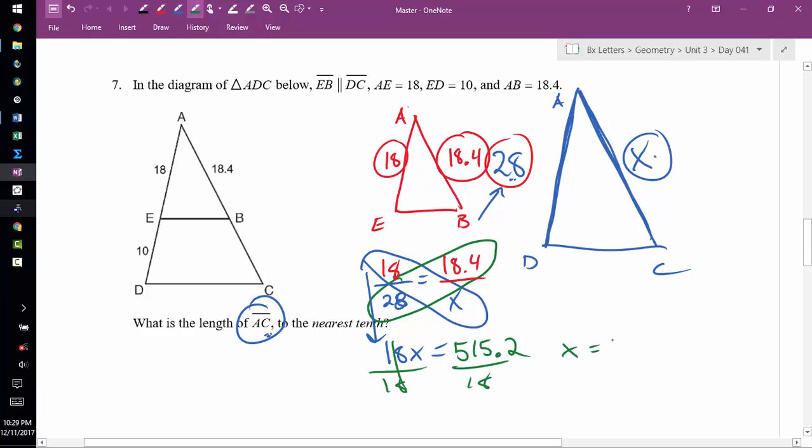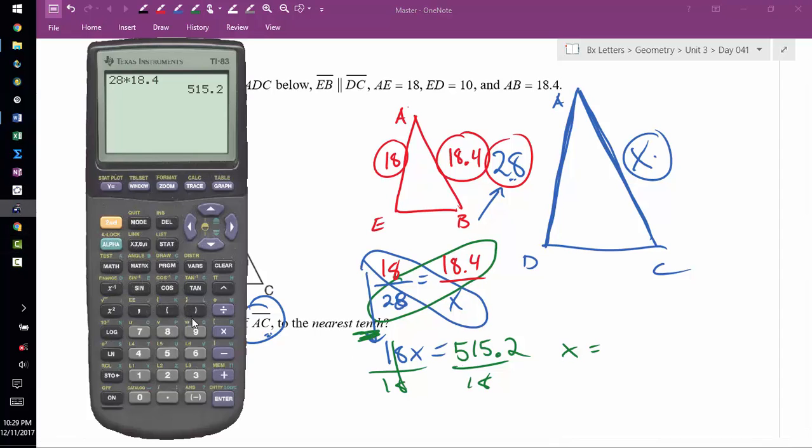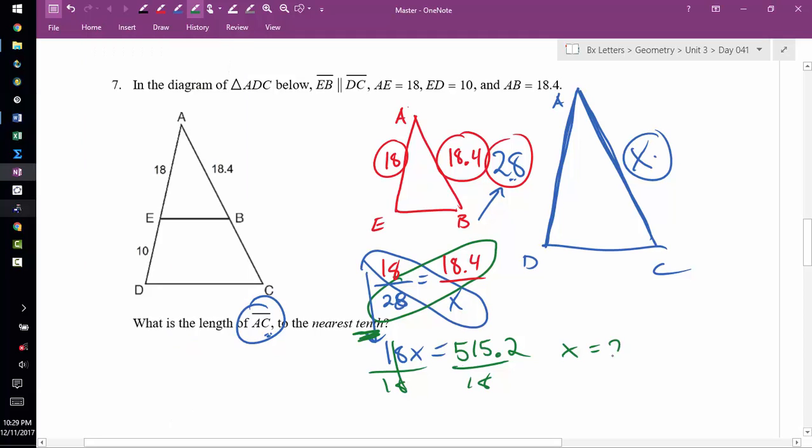And x will equal, and they want me to round to the nearest tenth. So we're going to take that, divide by 18. 28.62 repeating. So 28.622 repeating.